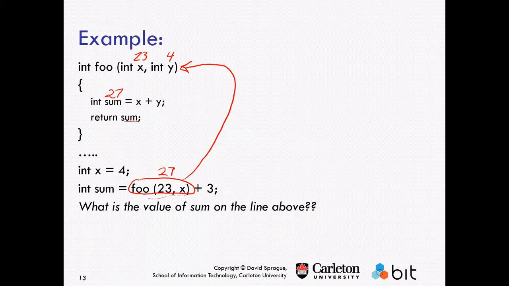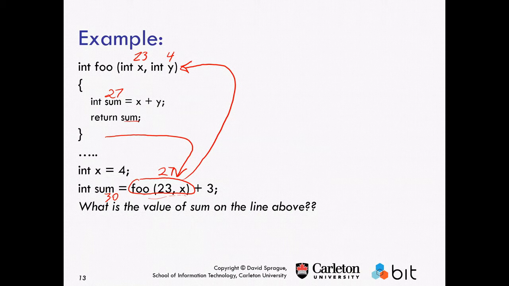27 plus 3 is 30. So sum is equal to 30 at the end. And I'm done. That's what happens each and every time I call a function. I jump up, I make a whole bunch of new variables, I do all this work, and then I jump back down afterwards. And instead of foo 23 and x, I could just say 27 for the value, because that is what sum is. That's the thing that gets returned.